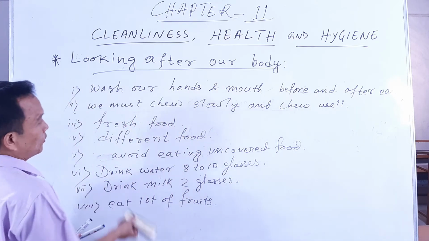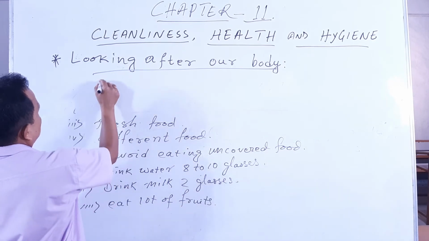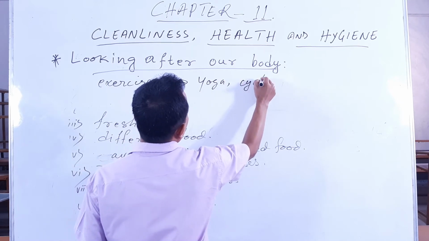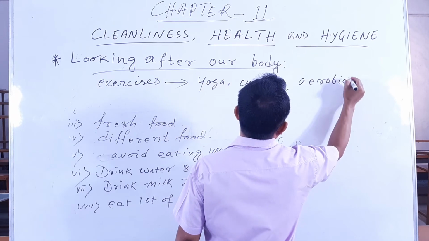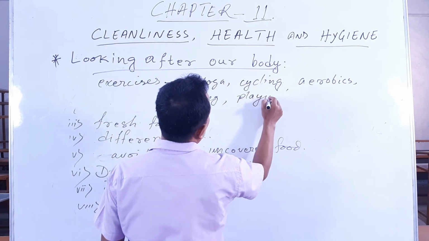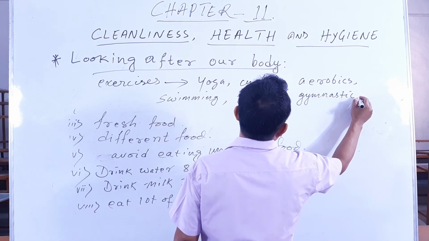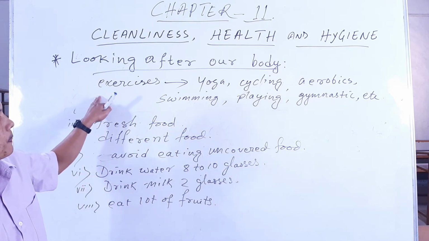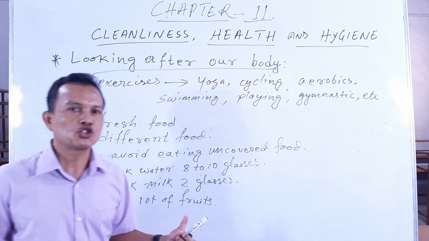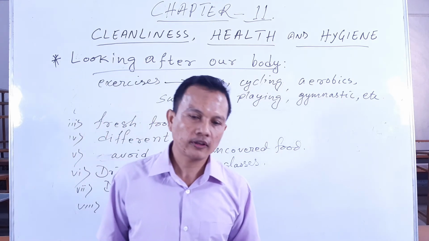And apart from this, there are a few more things that we need to follow to maintain our body fit and healthy. What are those? Like exercises. It may be yoga, cycling, aerobics, swimming, playing, gymnastics, etc. We need to take some time for regular yoga, cycling, aerobics, swimming, playing, gymnastics, jogging, running, whatever possible. We need to uphold at least one or two items from this to maintain our body fit and fine.